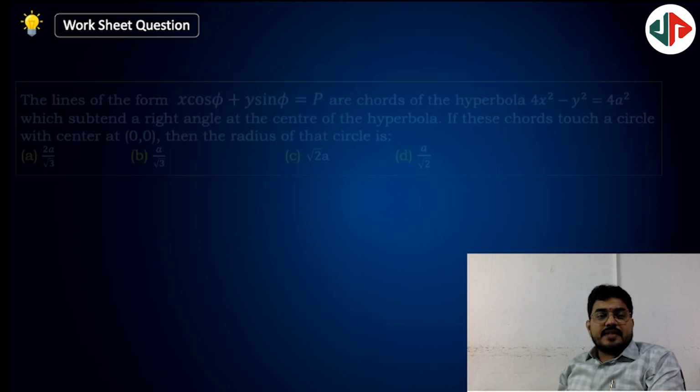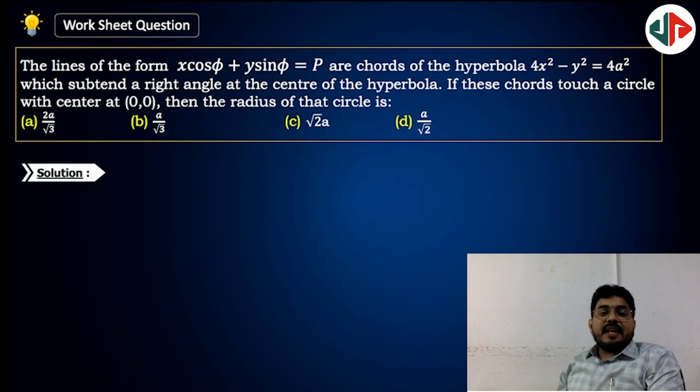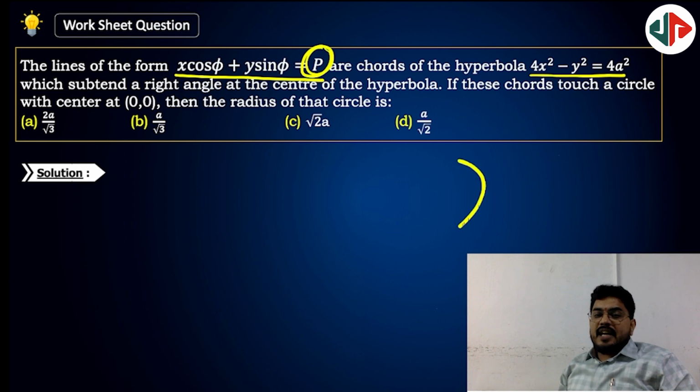Next question: the lines of the form x cos phi plus y sin phi is equal to p are chords of the hyperbola which subtend a right angle at the center of the hyperbola. If this chord touches a circle with center at the origin, then the radius is p. I need to find p only. So this is the hyperbola, the chord is intersecting, and this angle is 90 degrees.